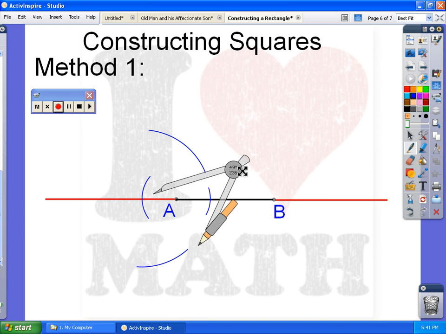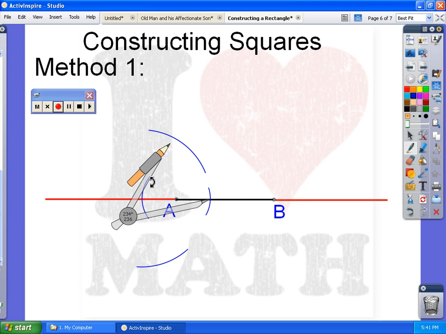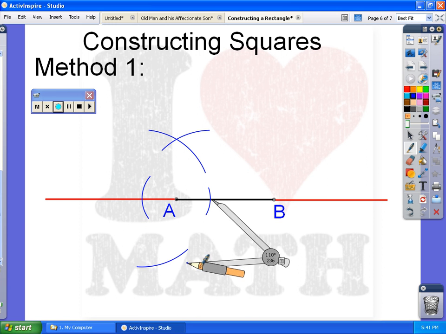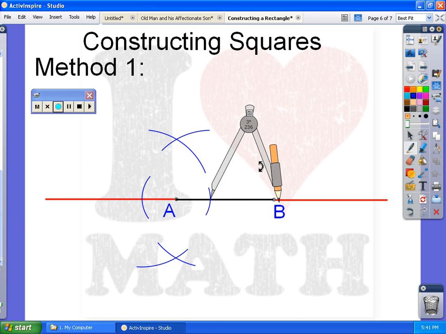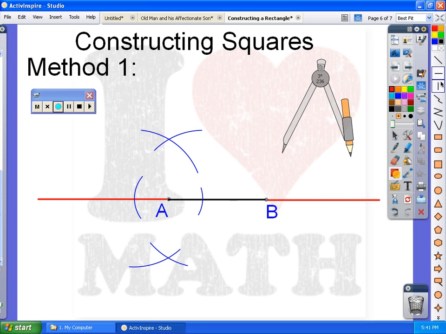From here, I'll reposition my compass onto the second point, rotate my compass around, and draw in my arc at the top and arc at the bottom. Now that I have my two intersecting arcs above point A and below it, I can use my straight edge to connect those two intersections.